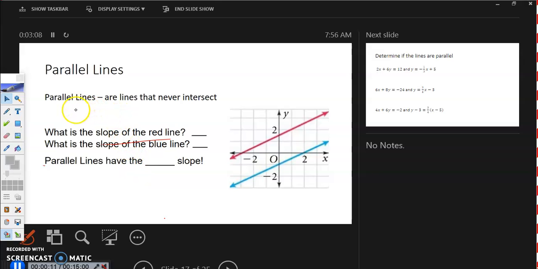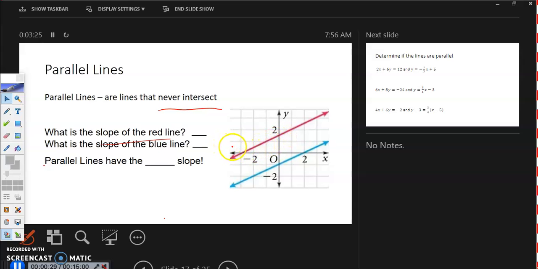Just to review here, a parallel line is a line that never crosses another line, or two lines that never intersect. So what we're going to do is compare the graph of these two parallel lines and see if we can find their slopes and see how they compare.